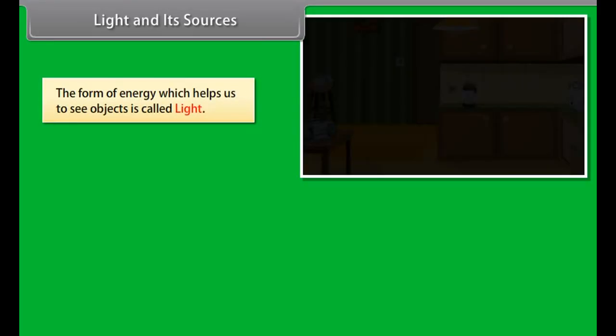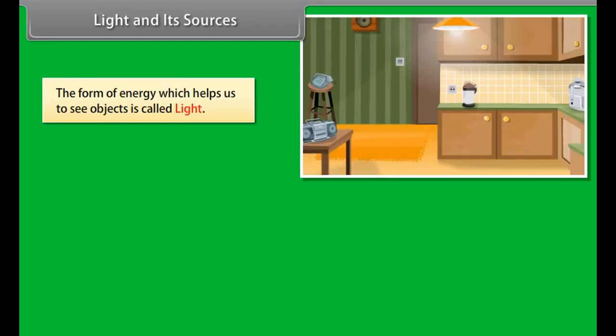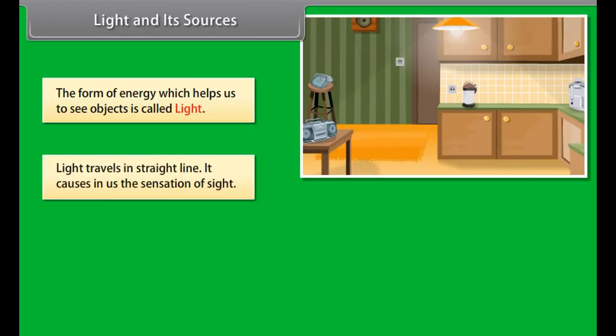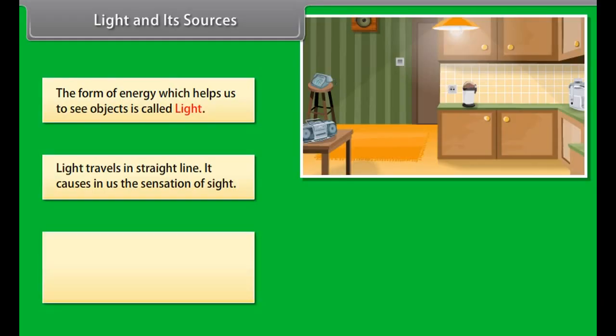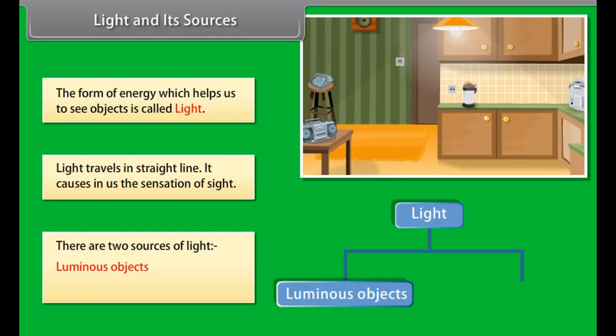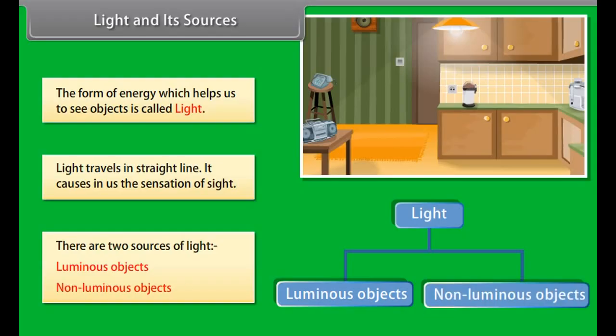The form of energy which helps us to see objects is called light. Light travels in straight line. It causes in us the sensation of sight. There are two sources of light: luminous objects and non-luminous objects.